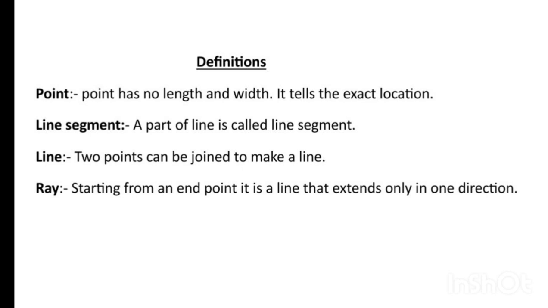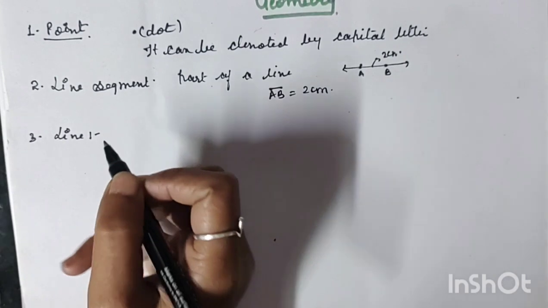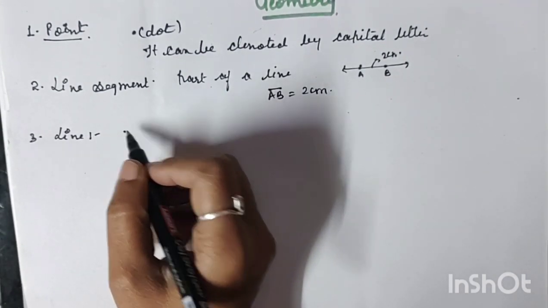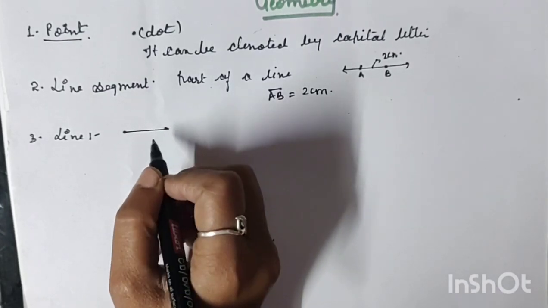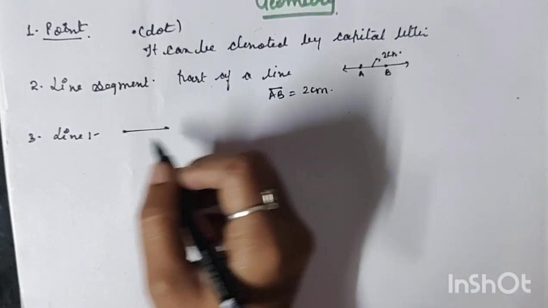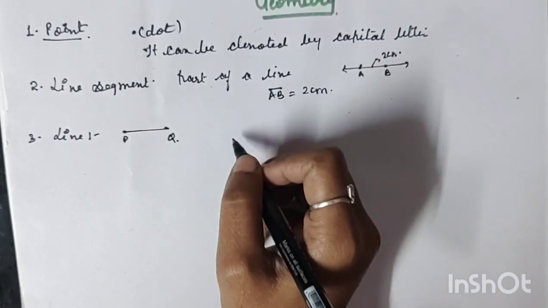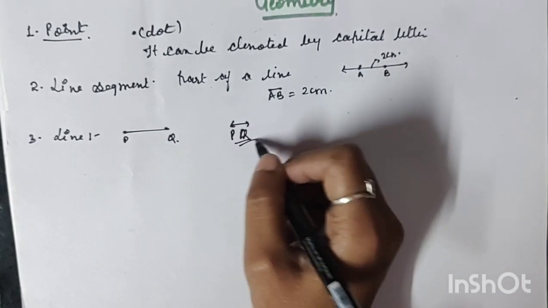Okay. And second one is line. Two points can be joined to make a line. You can put any 2 points, and if you join them, then you will get a line. What is line? If we join any 2 points in this way, then this is known as a line, and this extends endlessly. So suppose that this is your PQ and it is denoted as PQ. In this way we can denote a line.